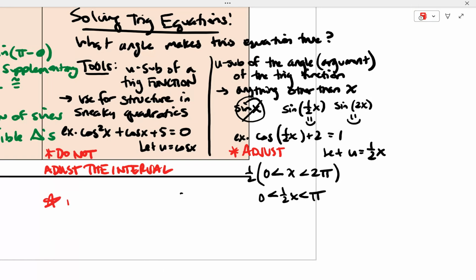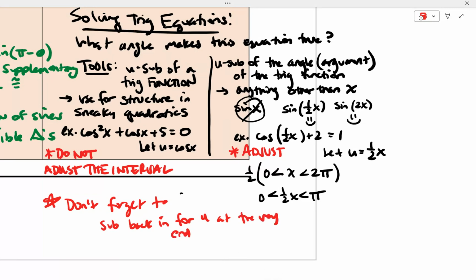And then let's put Miranda's note. That was good. Don't forget to sub back in for u at the very end. At the very end, you get all of your solutions, and then you turn them back into x's, okay? Sometimes you guys do it too early, before you do all the rotations, and you don't get all the answers, okay?